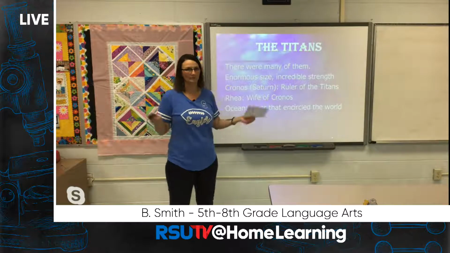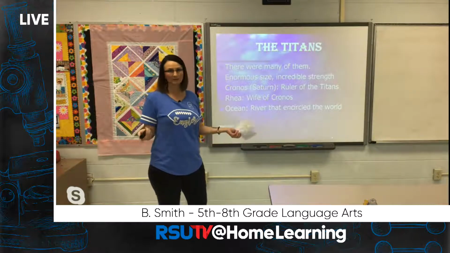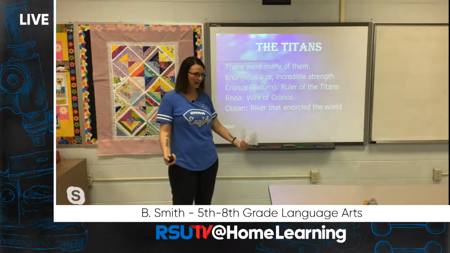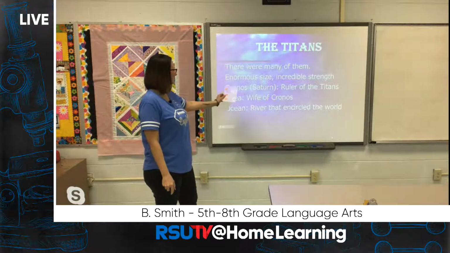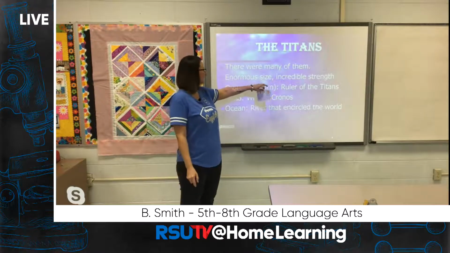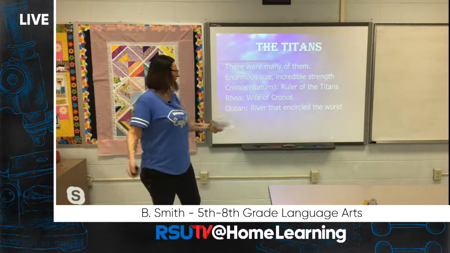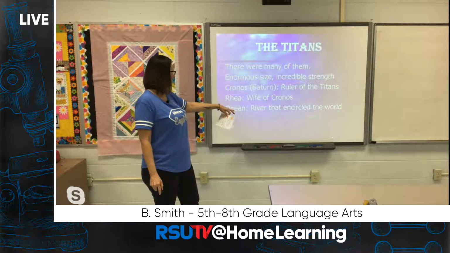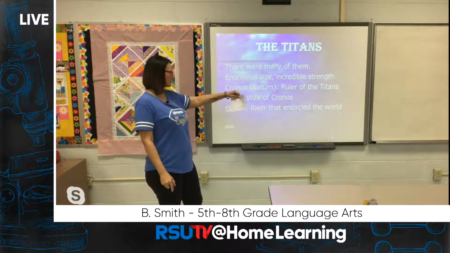All right, Titans. There were many of them. That's too many to count, really. They were enormous in size, incredible strength. Kronos was also associated with a planet, Saturn. And he was the ruler of the Titans in the beginning. He was the ruler. And his wife was Rhea. And then Ocean was the river that encircled the world.